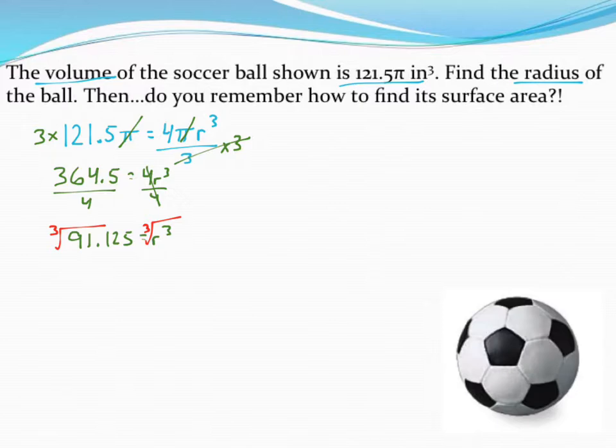So the cube root of 91.125 comes out to be 4.5. And since this is just a radius, a straight line measure, that's just going to be inches for my label. So the radius of this soccer ball is going to be 4.5 inches.